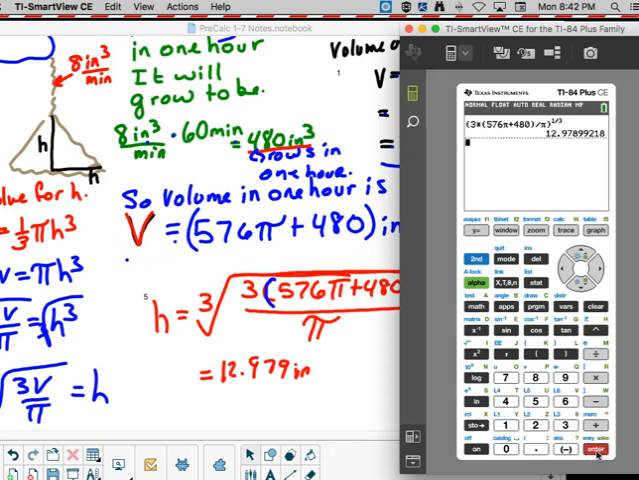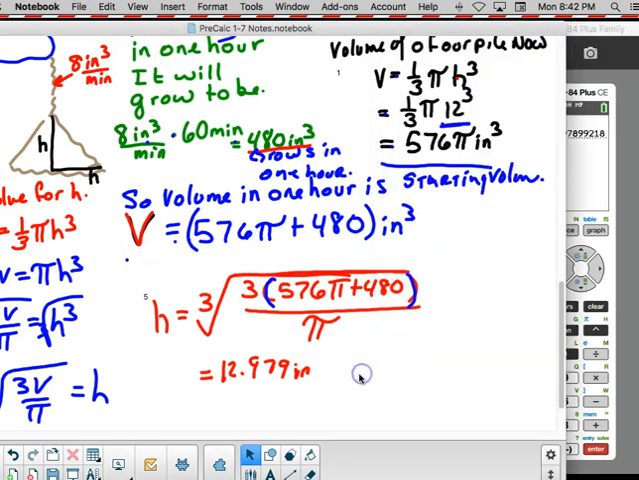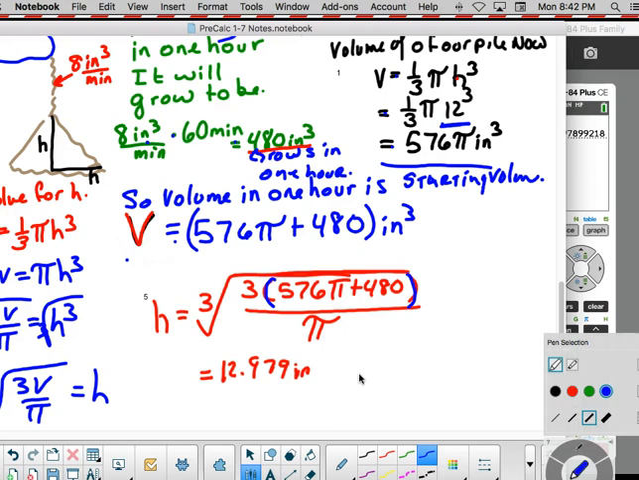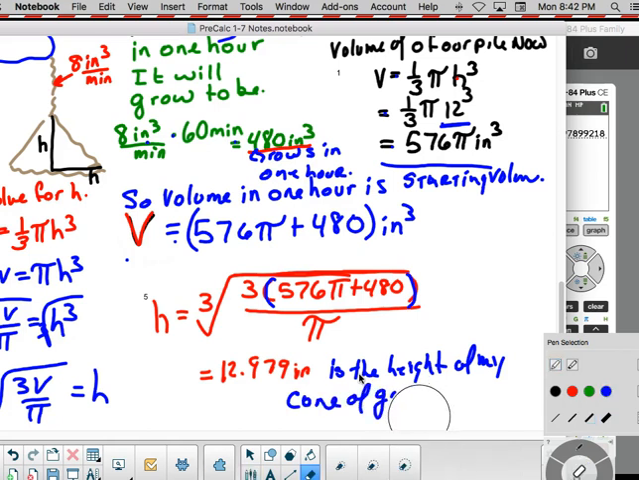And hit enter. So that's 12.97899 — 12.979 inches is the height of my cone of grain after an hour.